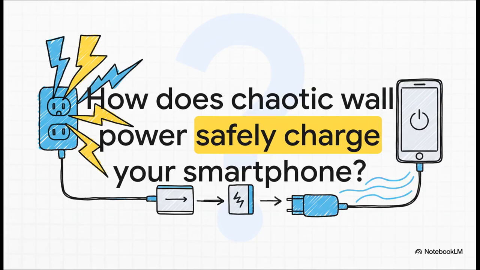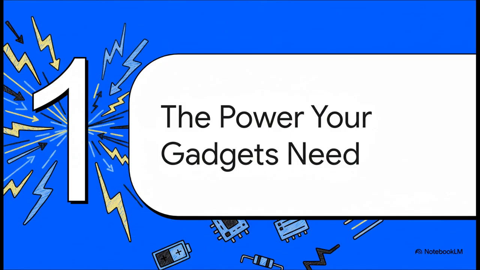I mean, seriously, have you ever stopped to think about this? You plug your phone into the wall, and somehow that chaotic, powerful electricity from the grid gets perfectly tamed into this gentle, precise stream of energy your phone needs. It really does feel like magic, doesn't it? But it's not. It's just some incredibly clever engineering, and we're going to pull back the curtain and see exactly how it's done.